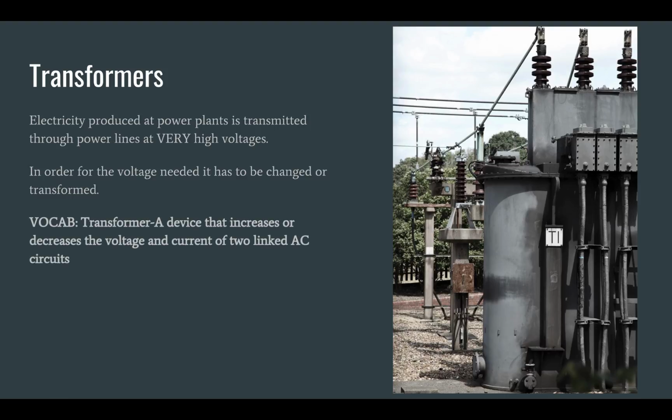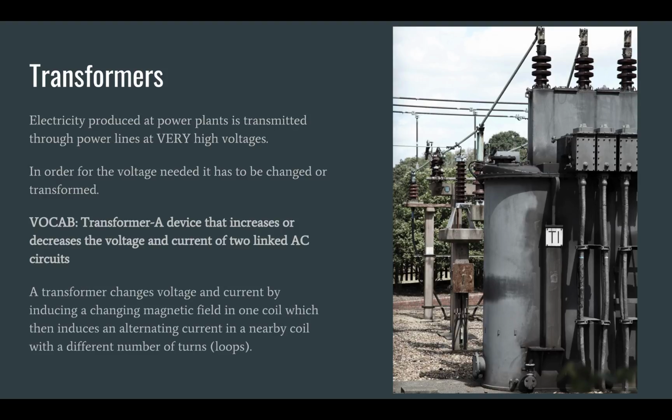It is a device that increases or decreases the voltage and current of two linked alternating current circuits. A transformer changes voltage and current by inducing a changing magnetic field in one coil, which then induces an alternating current in a nearby coil with a different number of turns or loops. We're going to explain this a little bit more in depth in the coming slides, but that is a general explanation of how a transformer works.